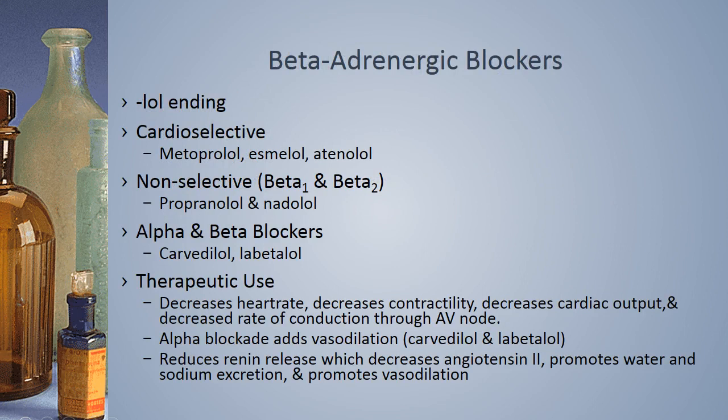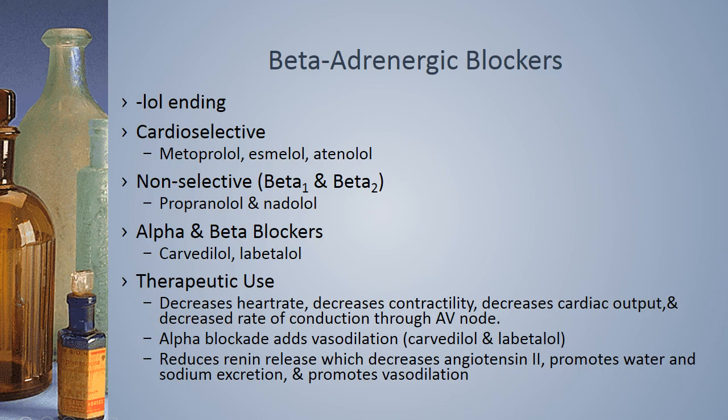So beta blockers, they end in -lol. We have cardioselective, non-selective, and then alpha and beta blockers. So your cardioselective are metoprolol, esmolol, atenolol. Non-selective are propranolol and nadolol. And then alpha and beta are carvedilol and labetalol.